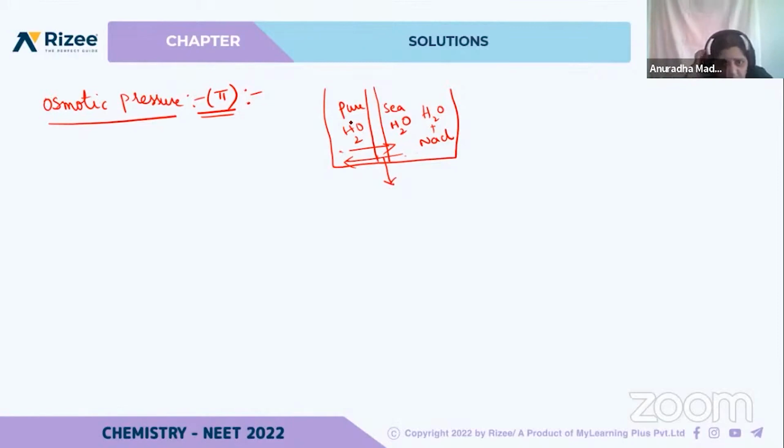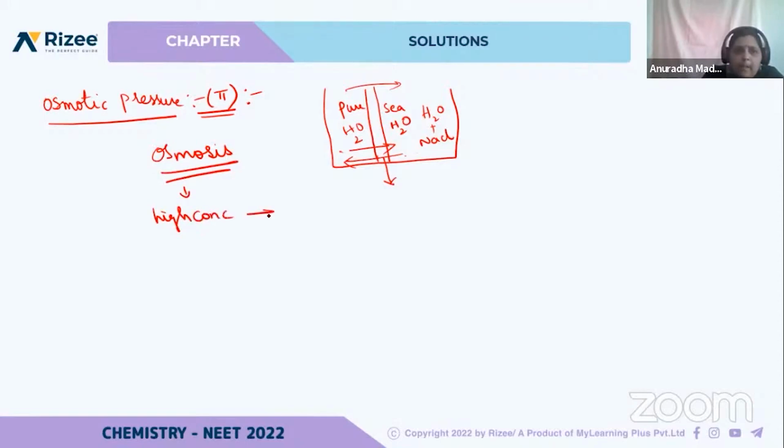But the purpose is we require only pure water. We don't require sea water. We don't use that sea water. We need pure water. How can we prevent that? We'll see that in the next topic. But the flow of liquid from higher concentration to lower concentration is nothing but osmosis. Flow of liquid from high concentration to low concentration is not osmotic pressure, that is osmosis.